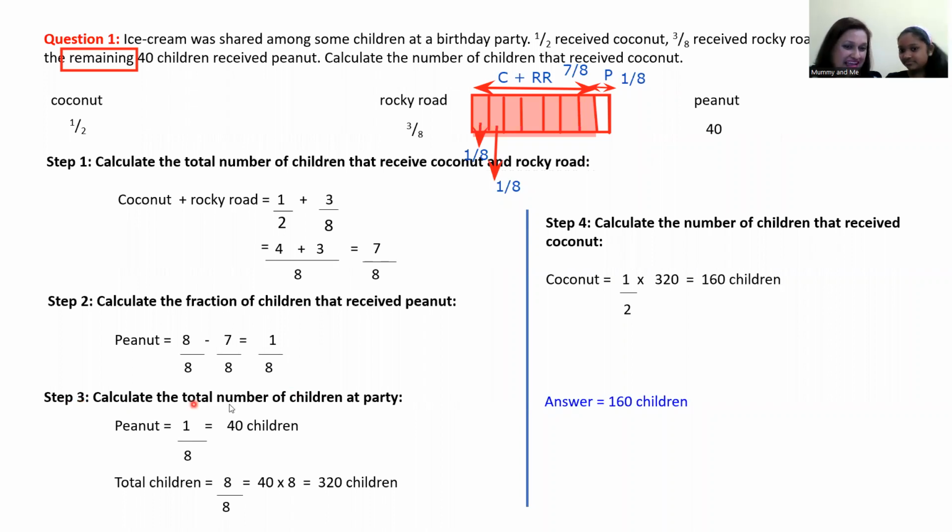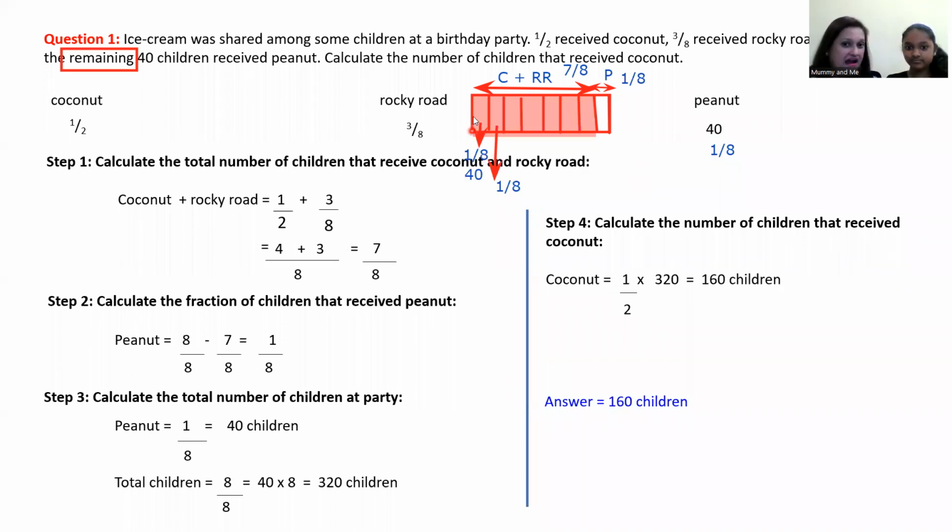Step 3, we need to calculate the total number of children at the party. The question states that 40 children received peanuts. So peanut would be 1/8, as we calculated for the fraction, which is equal to 40 children. So 1/8 equals 40. Looking back at this diagram, it's split into 8 pieces. However, we now know that 1/8 is 40 children. So 1/8 represents 40.